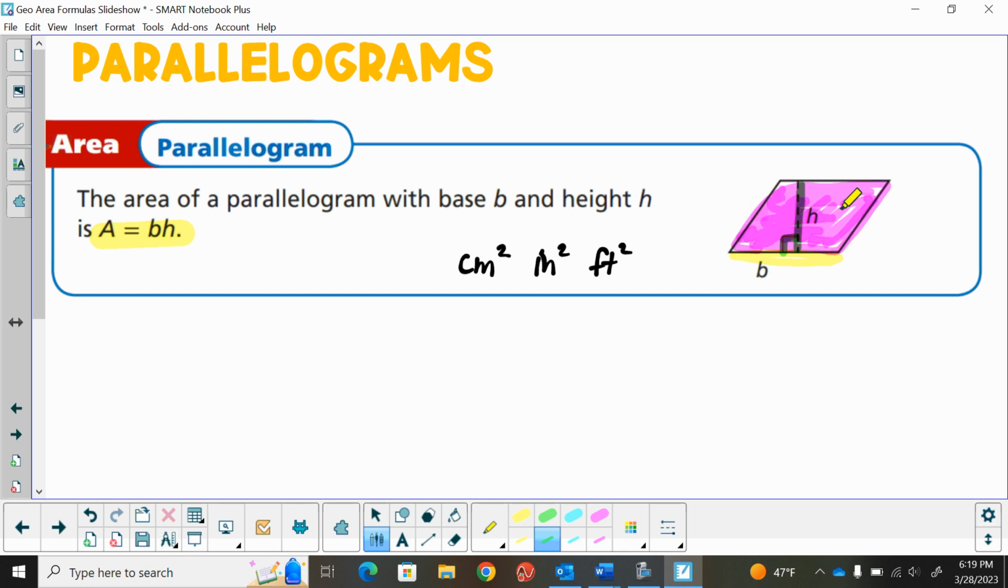It doesn't have to necessarily be there. We could look over here and find a perpendicular distance. We could actually measure it outside of the parallelogram if we extend the base there. Okay, so all of these heights would be the same distance.